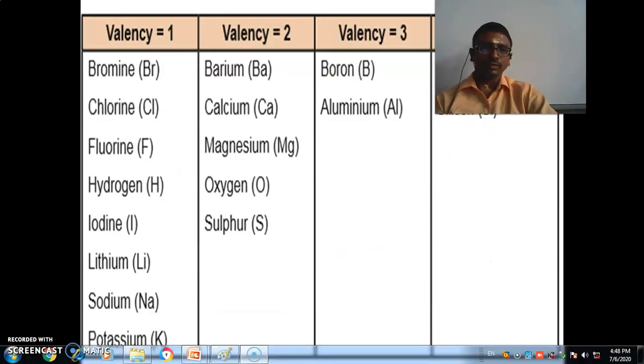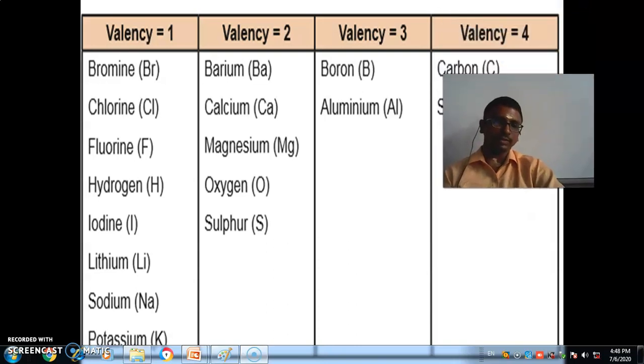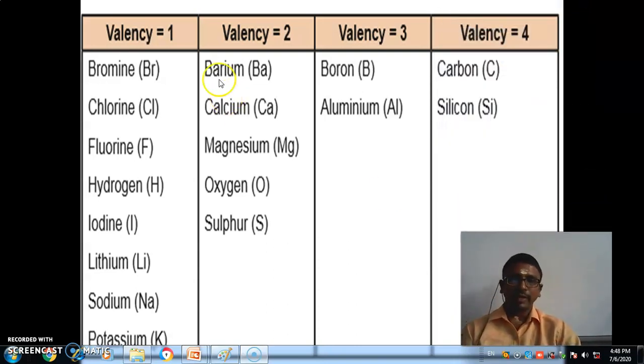Next, these are some elements which have valency 1: bromine, chlorine, fluorine, hydrogen, iodine, lithium, sodium, potassium. The valency 2 elements are barium, calcium, magnesium, oxygen and sulfur. Valency 3 is boron and aluminium. And valency 4 is carbon and silicon.